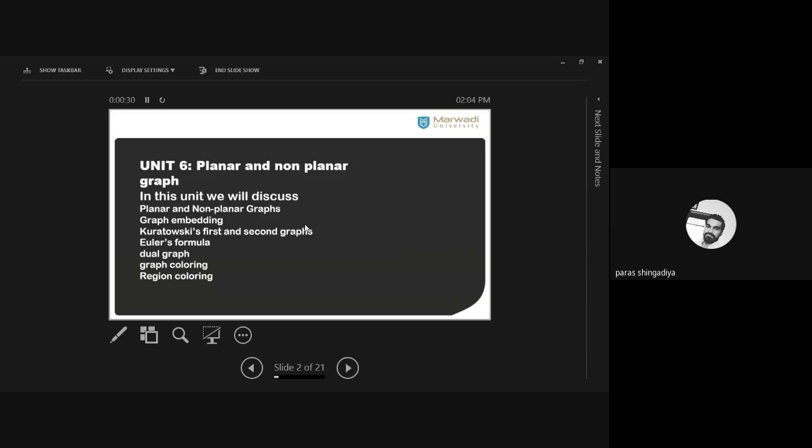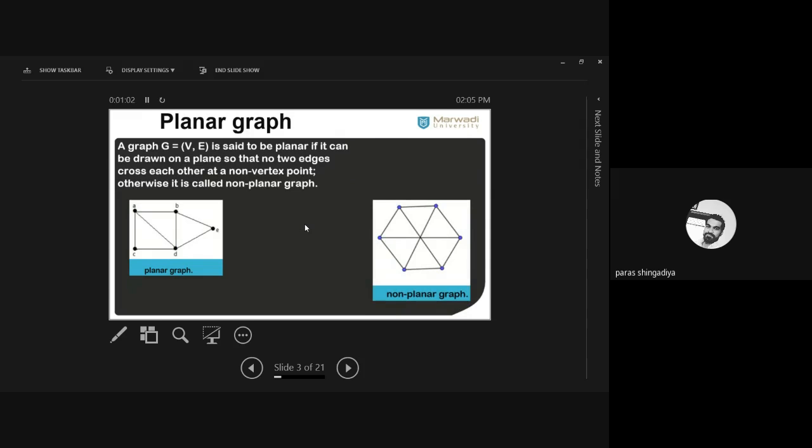Okay, unit number 6. All the topics are applications part of graph theory, where it is required as a special case, as planar and non-planar. Then after embedding two well-known non-planar graphs, that is known as Kuratowski's first and second graph, Euler formula to verify the given graph is planar or not, and then graph coloring and dual graph. These all are important concepts in real life as well as in the engineering field. So the definitions we had discussed in the last lecture, means yesterday's lecture.